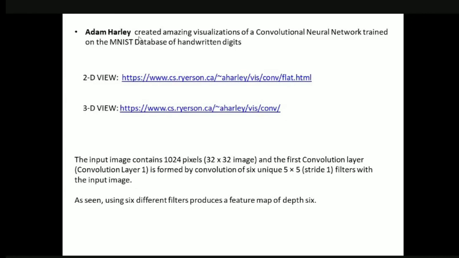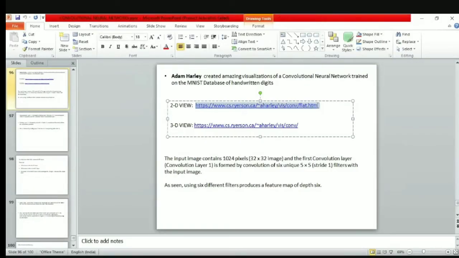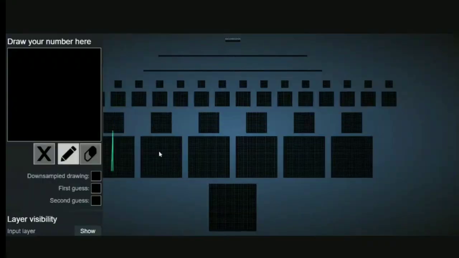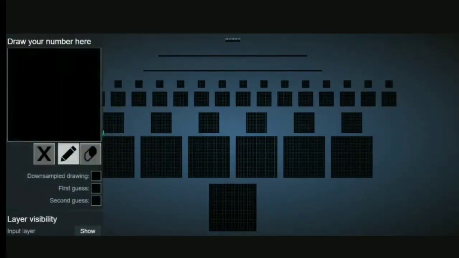A scientist called Adam Harley has created a visualization of this convolutional neural network on the MNIST database of handwritten digits. I'll show you the 2D view and 3D view of this convolutional network. Here we will see the 2D representation. I am going to draw a particular number, let us say 8.